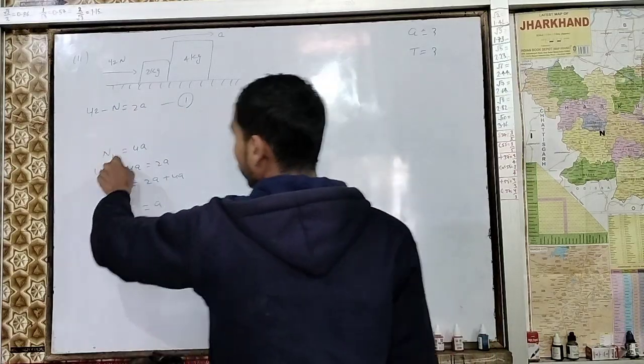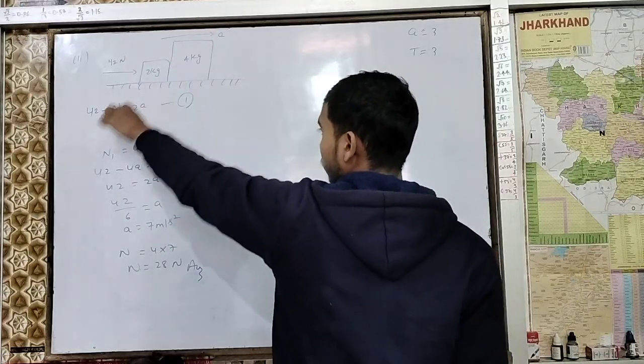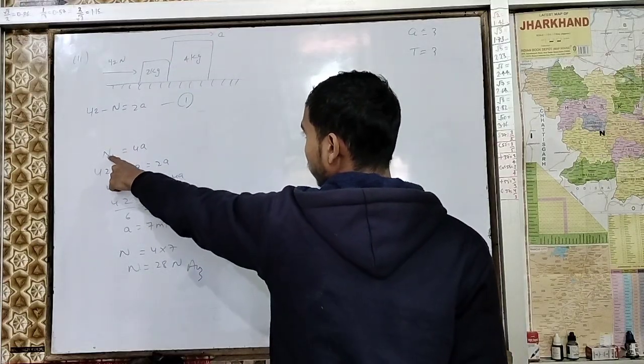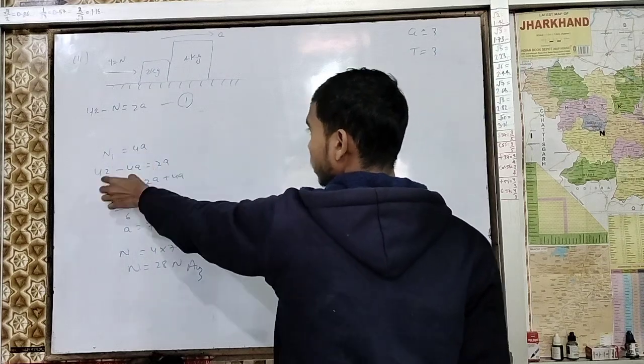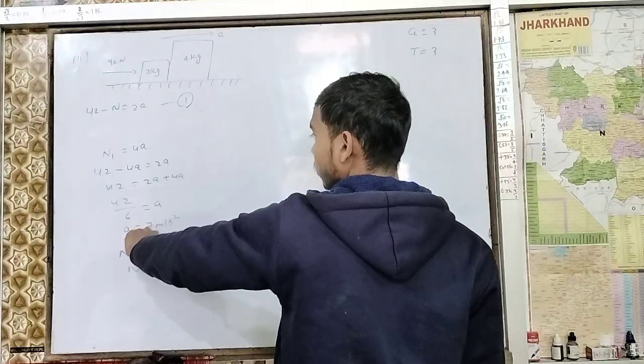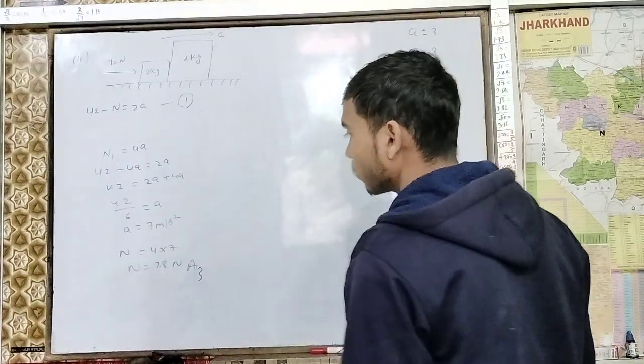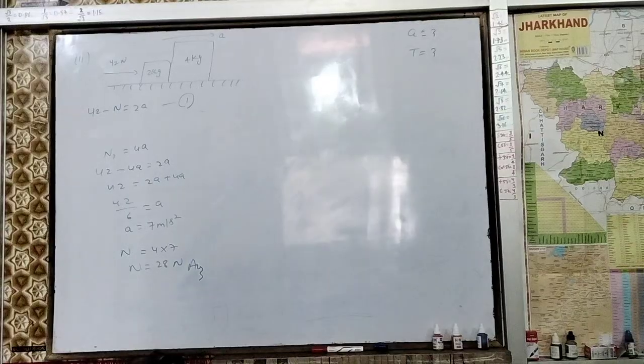Okay. So for N1 we know that normal will be equal to M multiplied by A, M is 4 multiplied by A. And we substituted the value of N in this equation, and this equation gave us the value of A, and then we put the value of A in N equal to 4A, and we got the normal reaction as 28 Newton. That's it.